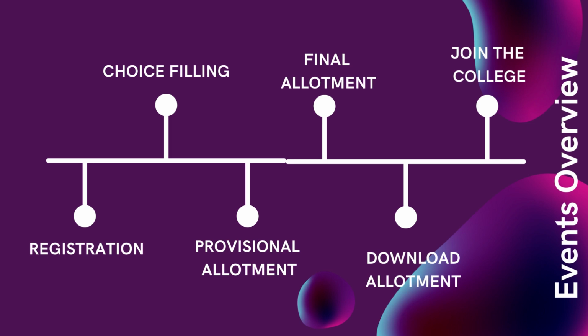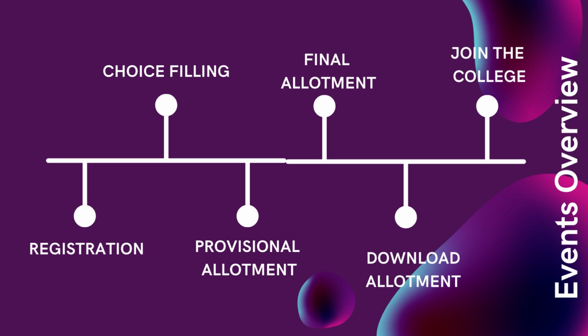Now let's see the counseling overview. The very first step of the MCC counseling is that we have to register ourselves in their portal. As there is no merit list or applied list in the MCC counseling, as well as no document verification, the choice filling begins right after the registration. Once the choice filling is over, it will take 2 or more days to process the allotment. After that, they will release the provisional allotment list.